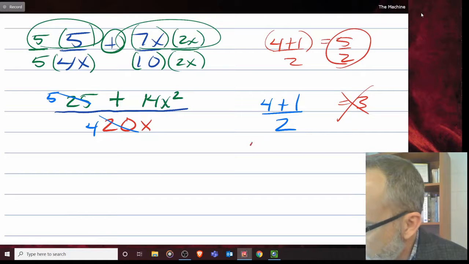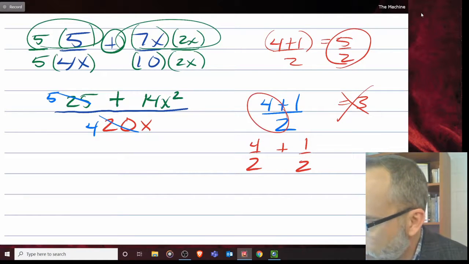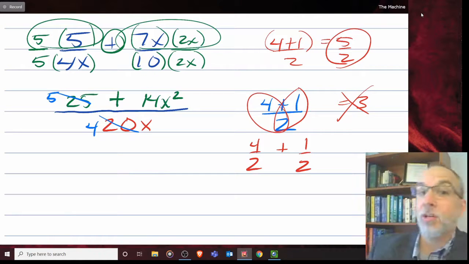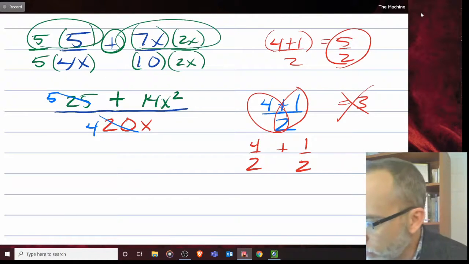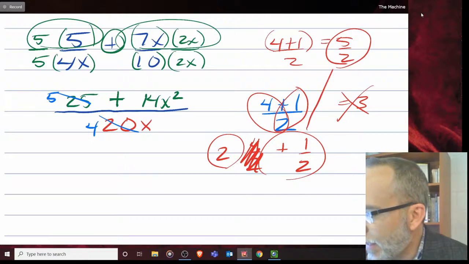I could say this is 4 divided by 2 plus 1 divided by 2. I've got to take the 4 over the 2, and I also have to take the 1 over the 2. I've got to do both of them. 4 over 2, you could say that's 2. So 2 plus a half, yeah, that's 5 halves now.